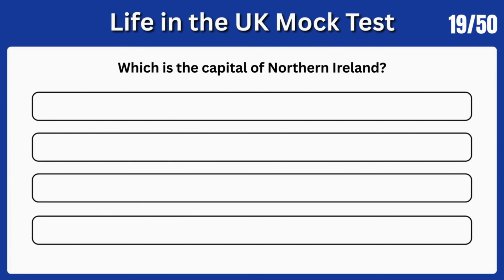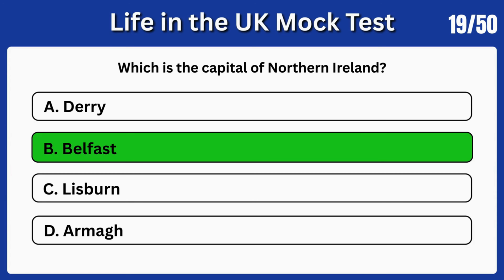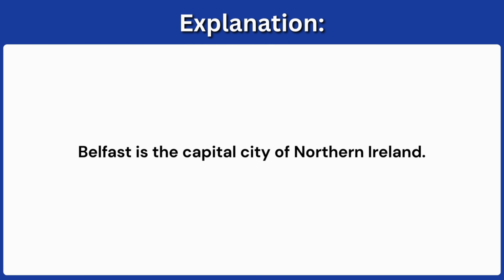Question 19. Which is the capital of Northern Ireland? A. Derry. B. Belfast. C. Lisbon. D. Armagh. The correct answer is B. Explanation. Belfast is the capital city of Northern Ireland.